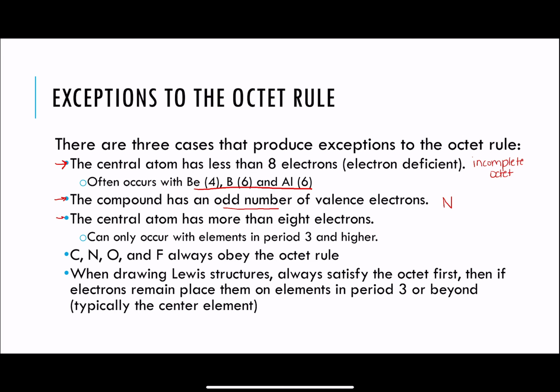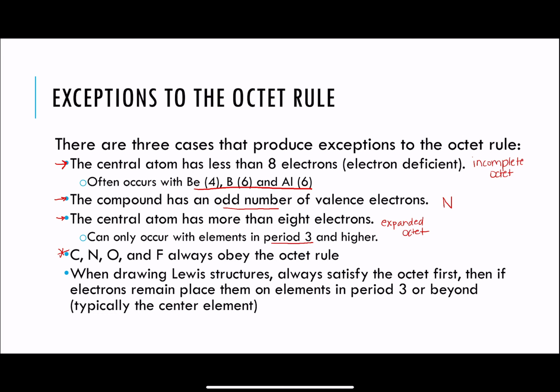And then the last one is the other one I just mentioned a moment ago, our expanded octet. That's when you have more than 8 electrons. And so these are only going to be in elements in period 3 and higher. So you're not going to see them in your carbons and oxygens and nitrogens, only in elements in period 3 or higher. Okay? Now, this is important.